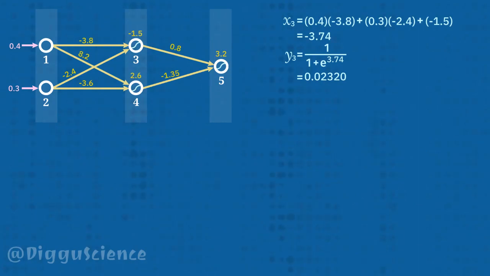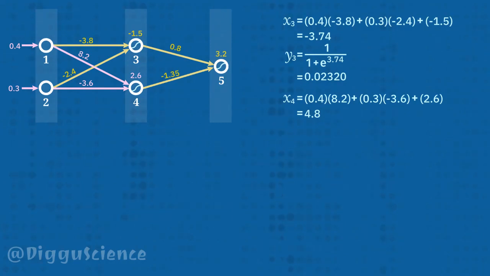Now, we will calculate the input value for node 4. Node 4 receives signals from node 1 and node 2. The signals receive weights and biases with certain values. The input signal processed by node 4 is x4 equals 0.4 times 8.2 plus 0.3 times -3.6 plus 2.6. Using a calculator, x4 is equal to 4.8.